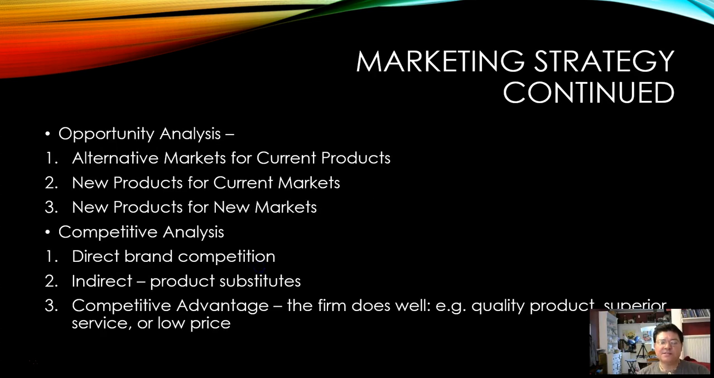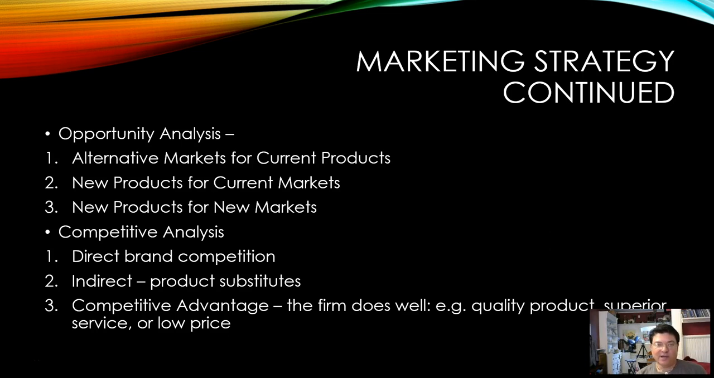So in that opportunity analysis, depending on what type of product or business you have, you can have three different opportunities: alternative markets for current products, and in class we discussed Coca-Cola, and the idea that the product life cycle for Coca-Cola in the United States is probably in decline, as people have realized that high caloric soft drinks are not necessarily healthy, and we talked a lot about that in class.